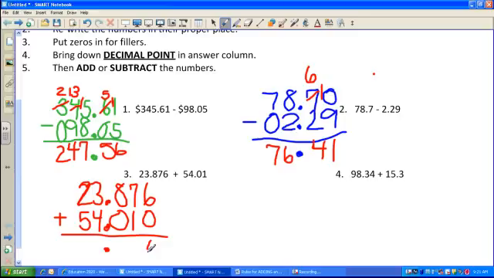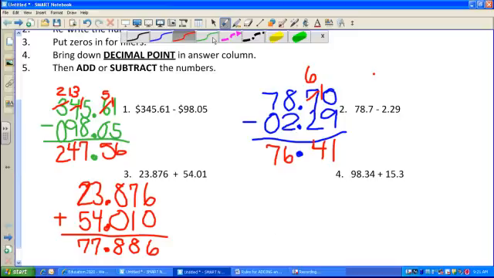6 plus 0, 6, 7 plus 1, 8, 8 plus 0, 8. To the left of the decimal point, 3 plus 4, 7, 2 plus 5, 7. So my answer for number 3 should be 77.886. Remember, keep your eye on that decimal point. Make sure they're lined up. Make sure it's in the correct spot.